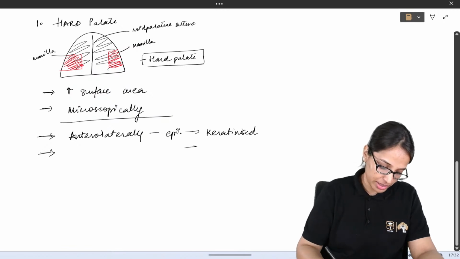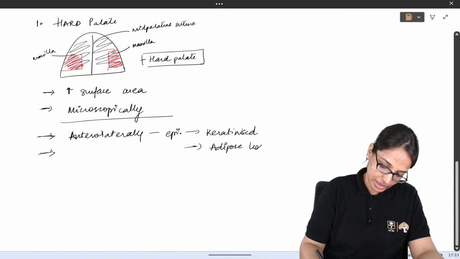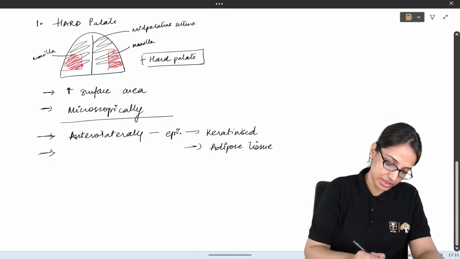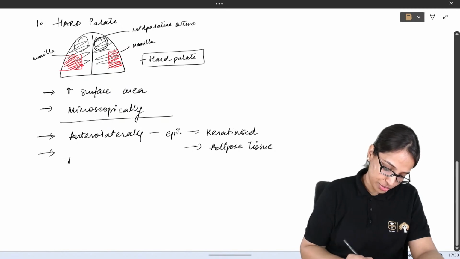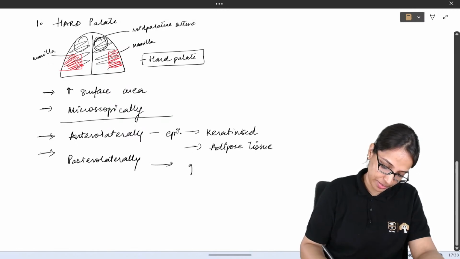Also, if you see, there is adipose tissue present here. That means fat tissue is present anterolaterally in this region of the hard palate. Posterolaterally, if we see, you see a lot of glandular tissue present.